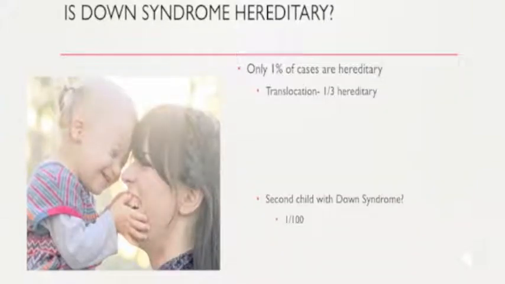Down syndrome is actually only a genetic condition because of the chromosomal factor. Only 1% of cases are hereditary, and most are from chance. 1/3 of those cases are from a parent who is the carrier of the translocated chromosome, and that's only in the translocation type. There is a second child risk that increases if your first child has Down syndrome. Your second child risk increases to 1 in 100 of having Down syndrome.